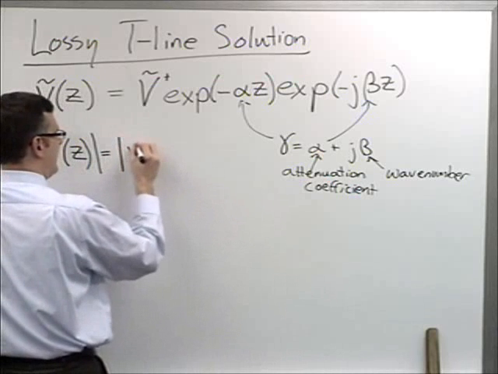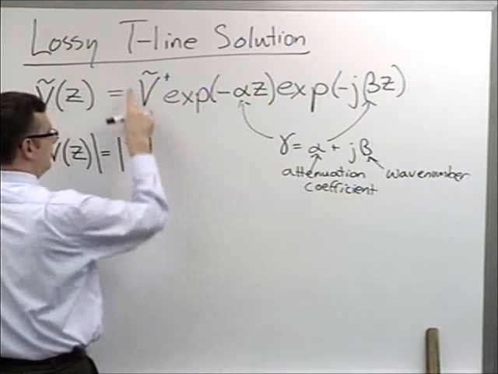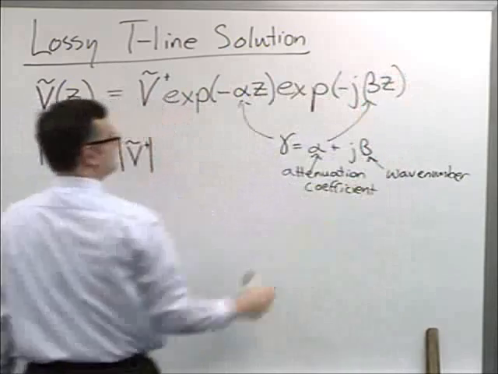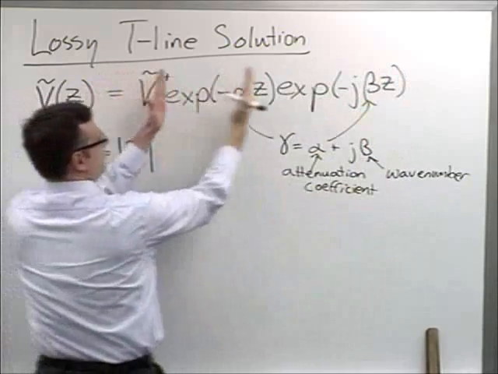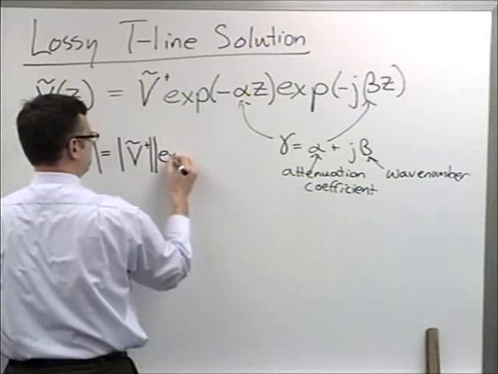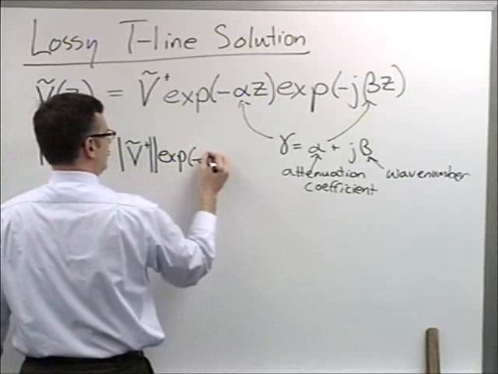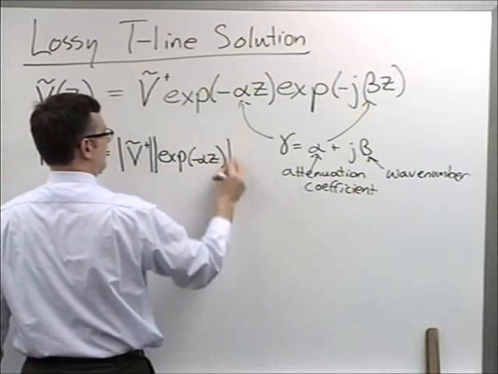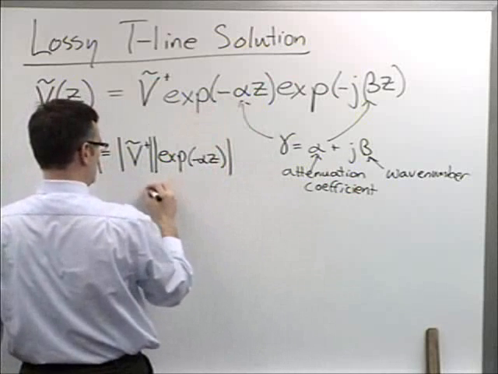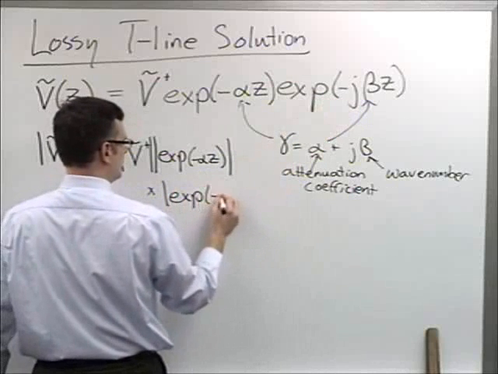We're going to take the amplitude of this entire thing, which is really the same as taking the amplitude of each individual component and multiplying them together. That means the amplitude of this attenuating exponential, times the amplitude of this complex exponential.